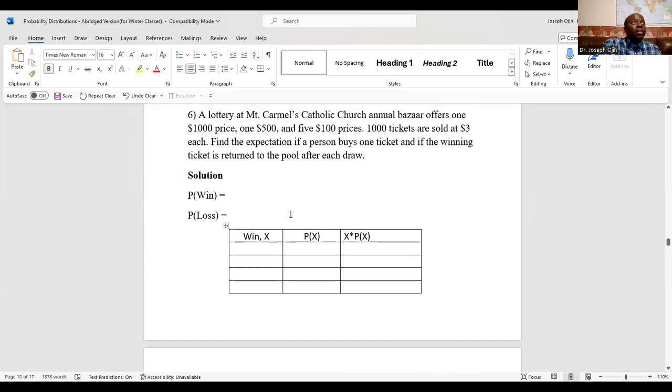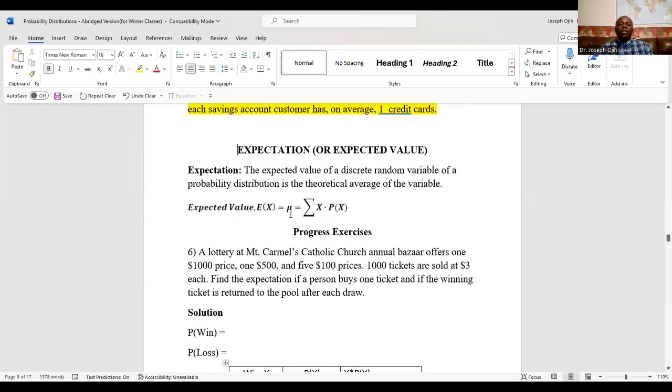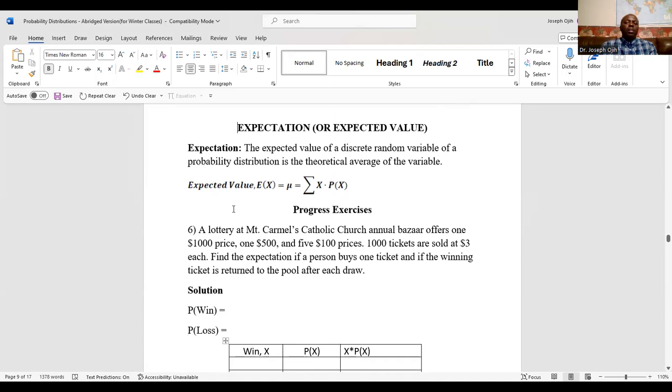So I don't have enough time to finish this. Let us start this expected value from next week. I'm closing early today. But don't go yet.